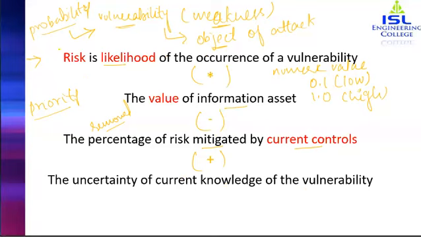By this, you can identify the risk by taking the likelihood of a vulnerability, multiplying with the value of the information asset, minus the risk mitigated, and then adding the uncertainty of current knowledge of the vulnerability. That is, assume that you might not have specific information about how much risk can be eliminated by adding some specific control. So that knowledge is not known, so you're going to add that percentage of risk within the formula. By this you identify the risk. By making use of this, you're going to determine the risk. This is called your risk determination.